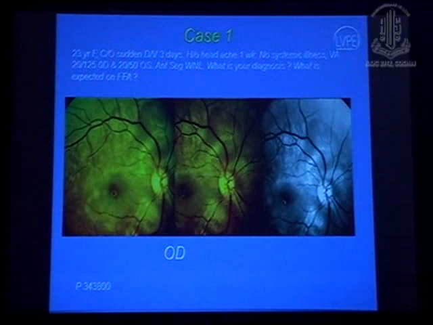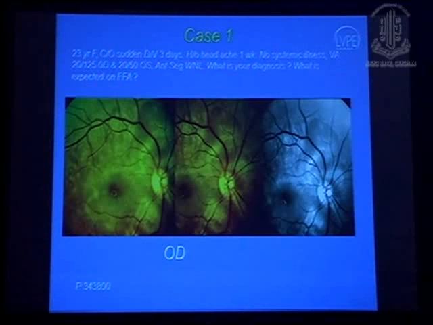This is your first case, you can turn on the lights, no problem. A 20-year-old female complaining of diminution of vision for 3 days with headache for the last 1 week. There are no systemic illnesses in this patient. Visual acuity is 20/25 in the right eye and 20/50 in the left eye. Anterior segment is within normal limits. What is your diagnosis? What do you expect on fluorescein angiography?